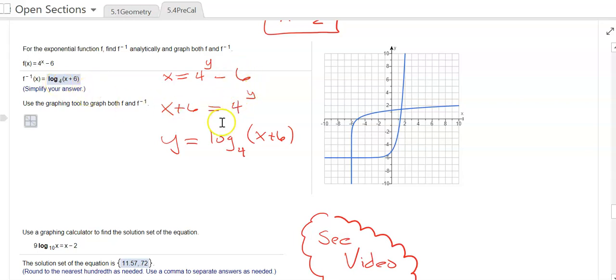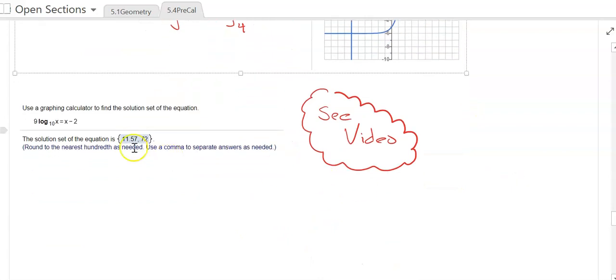So here we can see we have base 4, and we have a vertical shift of negative 6. And that's what happens here with this function. And then you simply choose logarithm, and you put in base 4, and we have a horizontal shift of negative 6 for this function. So you have both of them on there. And then for our last one here, we're finding where these things intersect. So you're going to be graphing x minus 2 and this logarithmic function, and we're seeing where they intersect, and I will post a separate video.